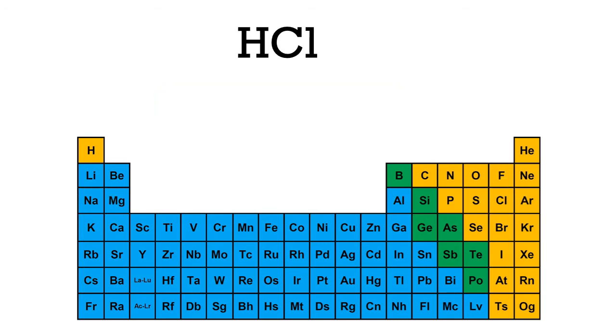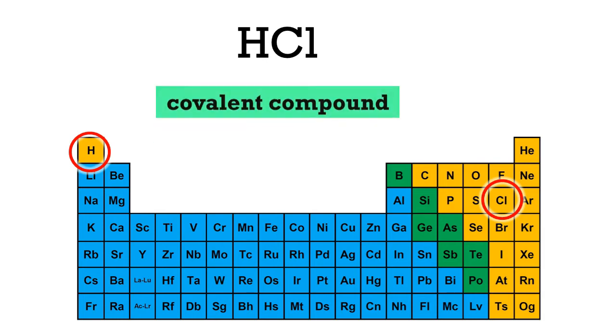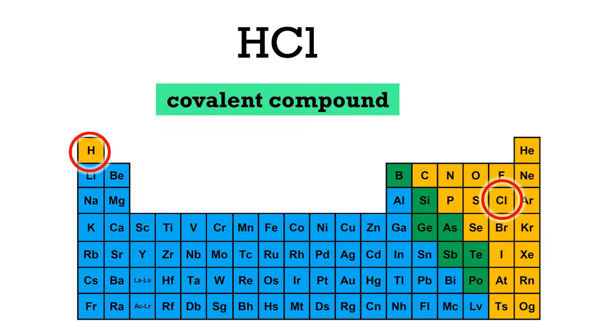Another compound, HCl or hydrochloric acid. We have two elements here, hydrogen H and chlorine Cl. Now let's look at the periodic table. As mentioned earlier, hydrogen is a non-metal even though it's located to the left side of the metalloids. Chlorine is located to the right side of the metalloids, so it's a non-metal. Because the elements in HCl are both non-metals, therefore, HCl is a covalent compound.